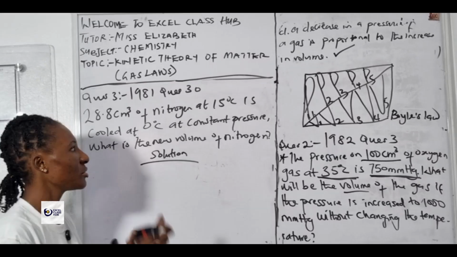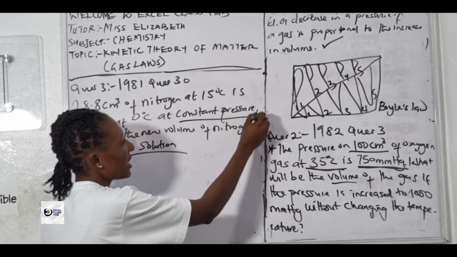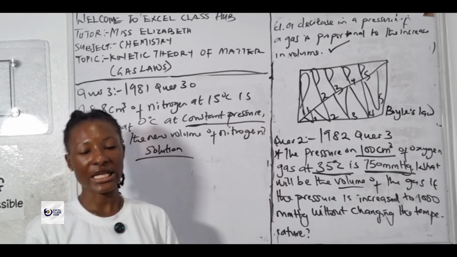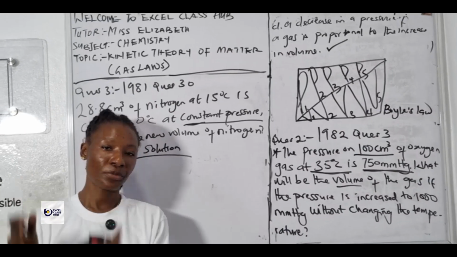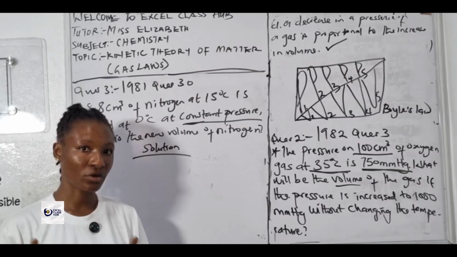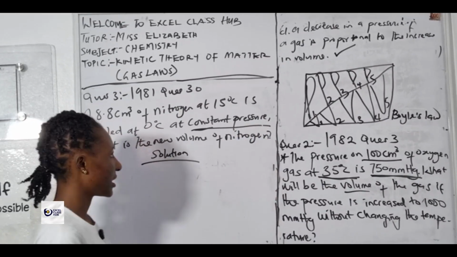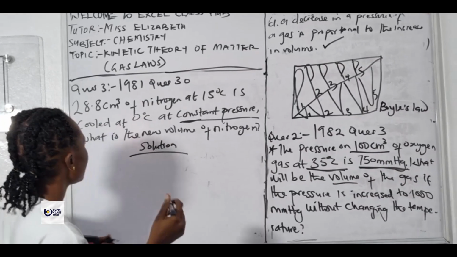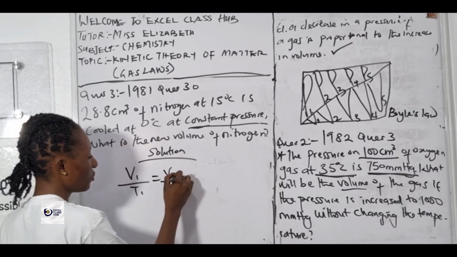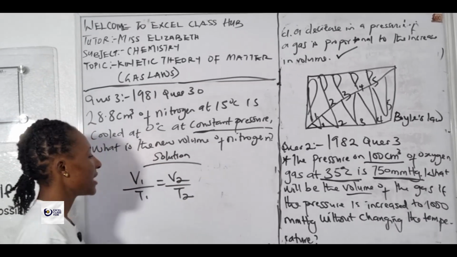From the question, I'm able to deduce that this is talking about Charles' law because it's talking of constant pressure. Charles' law states that the volume of a fixed mass of gas is directly proportional to the temperature, provided the pressure remains constant. In Charles' law, pressure is constant, but in Boyle's law, temperature is constant. So we know that it is Charles' law, which is V1 over T1 is equal to V2 over T2.